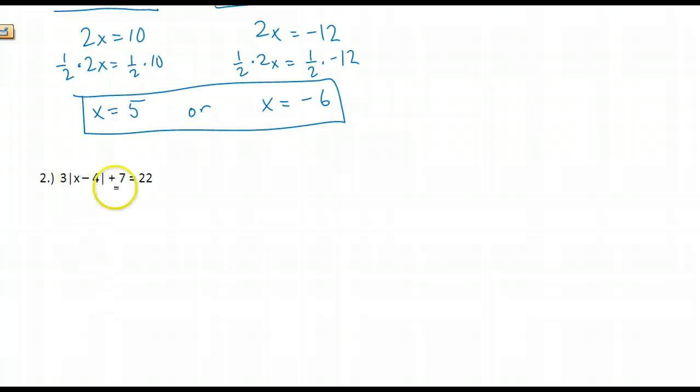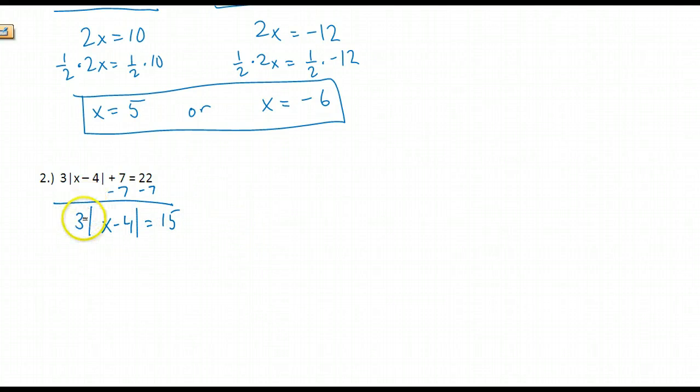In problem number 2, we need to undo the order of operations. So before we can set up our two different equations, we want to get rid of this plus 7 and get rid of this times 3. To get rid of the plus 7, subtract 7 from both sides of the equal sign. Now to get rid of this 3 times, I don't want to distribute. I want to get rid of this 3 by multiplying both sides by the inverse.